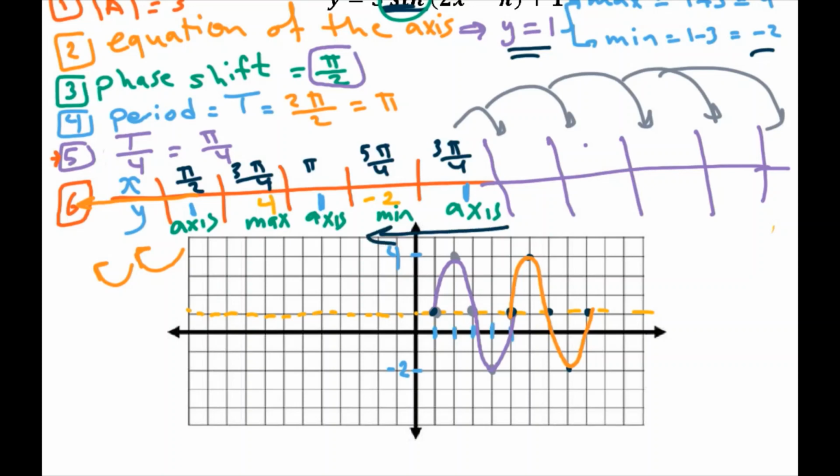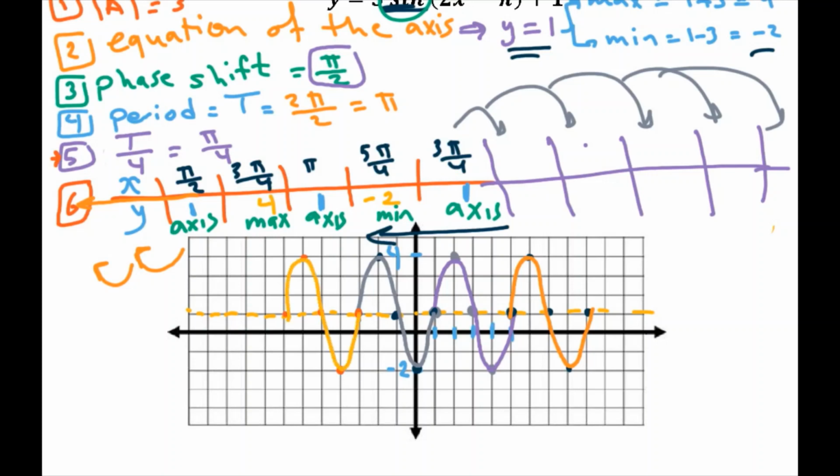1, then -2, then 1, then 4, and then again 1. And then I match between these points, okay? And you can continue. Let me do one more period. It's 1, and then -2, and then 1, and then 4, and then again 1. And then I can match.